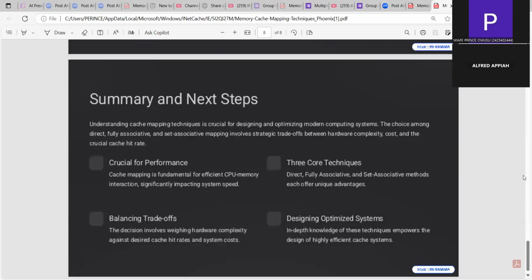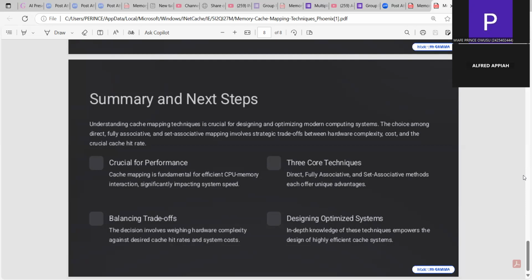So in summary, understanding cache mapping techniques is crucial for designing and optimizing modern computing systems. The choice among direct, fully associative, and set associative mapping involves a strategic trade-off between hardware complexity, cost, and the crucial cache hit rate. So when we come to being crucial for performance, we know that cache mapping is fundamental for efficient CPU memory interaction, significantly impacting system speed.